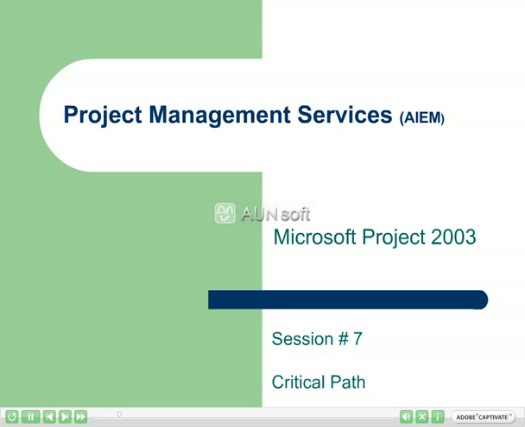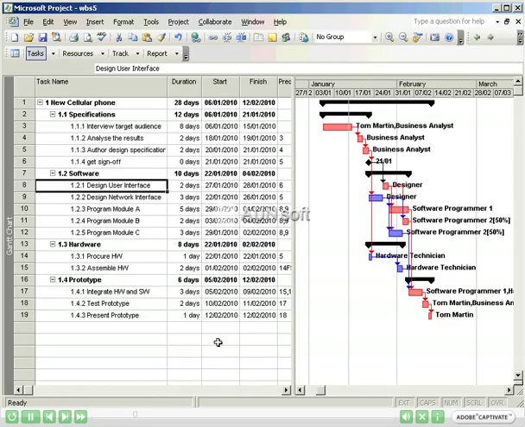By definition, critical path is the longest series of tasks through the project where the change in duration or start date of any of the tasks on the path will change the overall duration of the project. In our example, if Design User Interface or Program Module A changed in duration or start date, the overall duration of 28 days for the project would be changed.